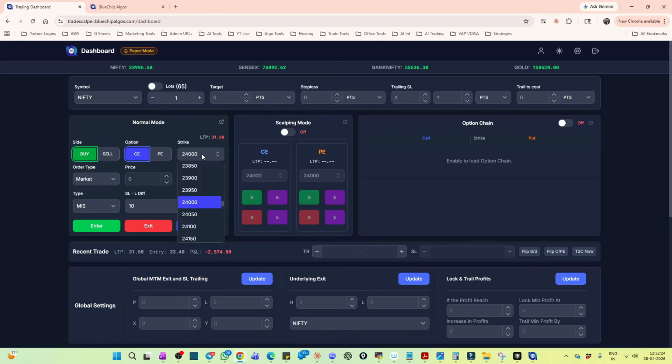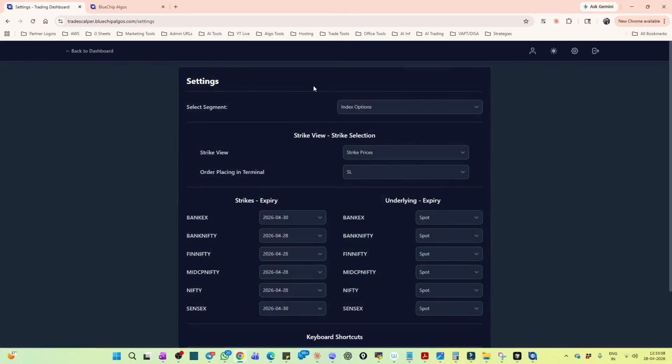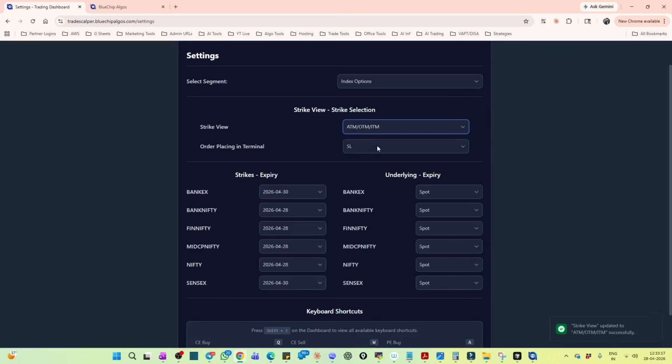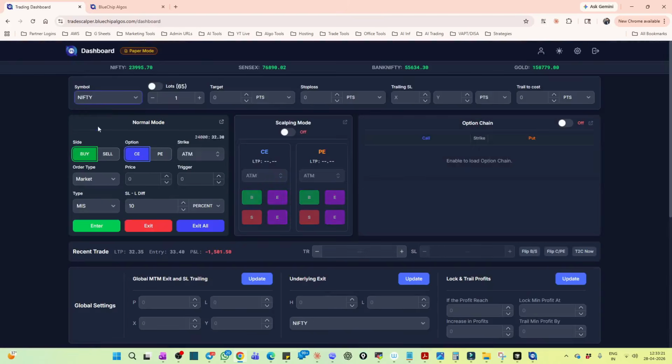First thing is, when it comes to strike, you can directly pick the strike that you are interested in trading, but mostly what happens is traders always love to trade in ATM or maybe ATM plus one, minus one, like that, instead of choosing a specific strike. In such cases, it is extremely difficult for you to first look at the underlying price and then pick your strike. So for cases like that, in the settings section, we have already given an option for you to choose strike view. You can choose specific strikes if you want, or you can also select ATM, OTM, ITM. If you select ATM, OTM, ITM, then you can just put ATM, and every time the underlying changes, ATM changes automatically in the back end, right?